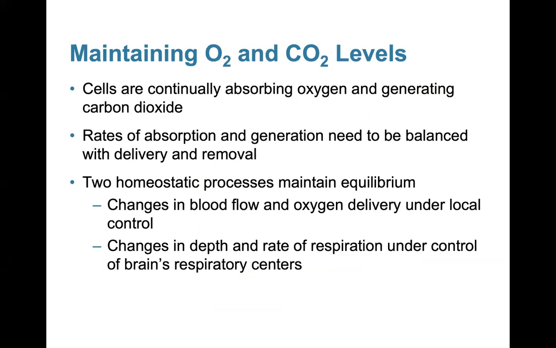So, maintaining oxygen and CO2 levels: cells are continually absorbing oxygen and generating carbon dioxide. The rates of absorption and generation need to be balanced with delivery and removal, meaning you want to be bringing in as much oxygen as you're disposing of CO2. There are 2 homeostatic processes that help to maintain equilibrium. That is changes in blood flow and oxygen delivery under local controls, meaning that if you need more oxygen, you can increase your heart rate, which will pump blood through faster, and you also increase your respiratory rate. Those 2 systems tend to be tied into each other. The other is changes in the depth and rate of respiration under control of the brain's respiratory centers.